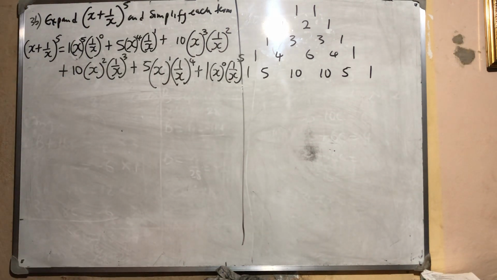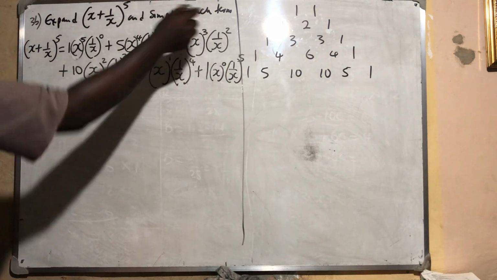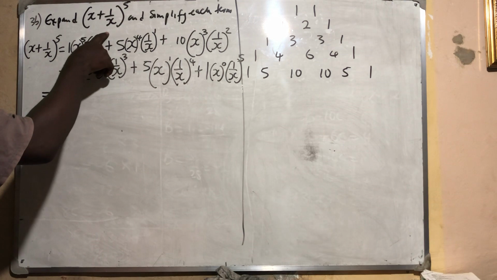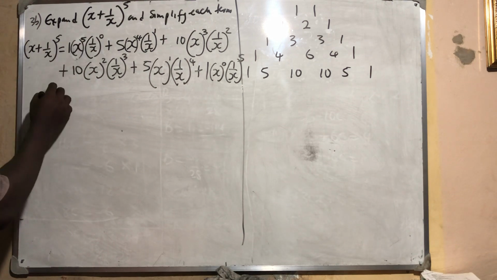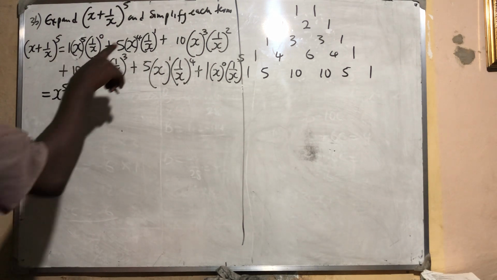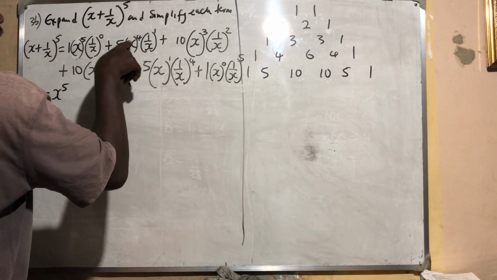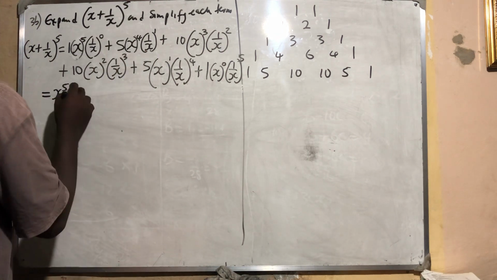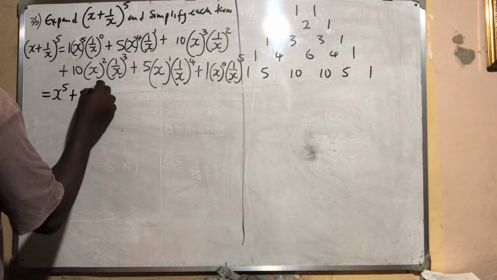So let us evaluate, because they say we should simplify each term. Anything raised to power 0 is 1. 1 times this will give you x raised to power 5 remaining here. So this is 1 down and 4 up. So 1 dividing the 4 up here, it will remain 3 here. So I have plus 5x raised to power 3.